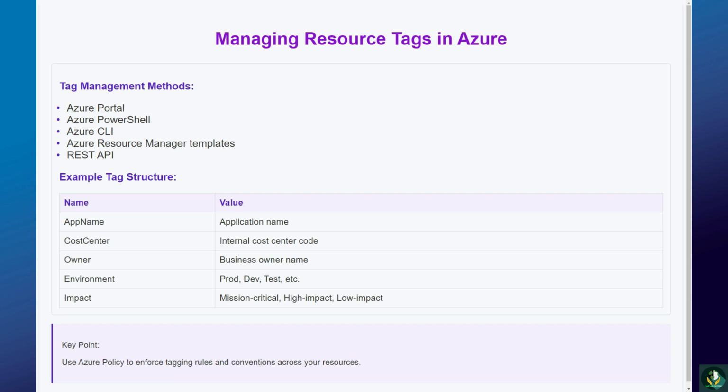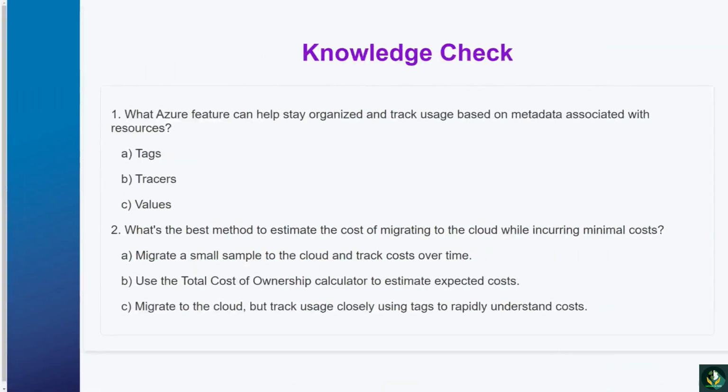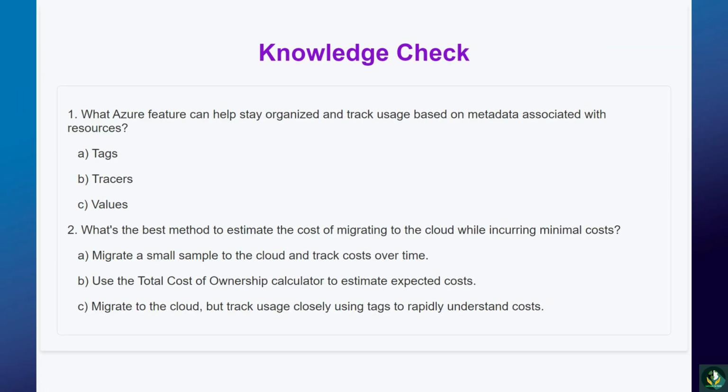Limit the number of tags. While tags are useful, too many tags can become unwieldy. Focus on creating tags that provide clear, actionable information. Consider tag lifecycle management. Implement processes for reviewing and updating tags as resources change owners, projects evolve, or business needs shift.